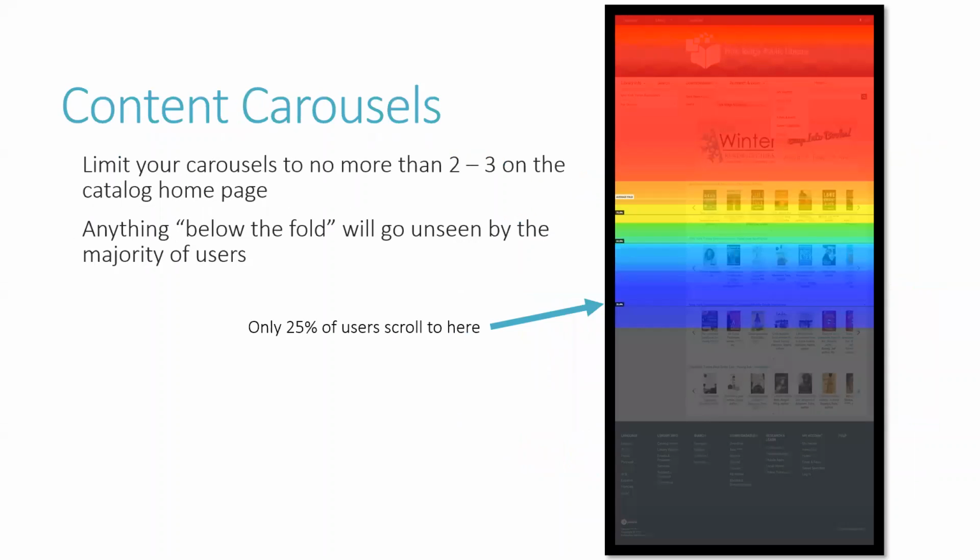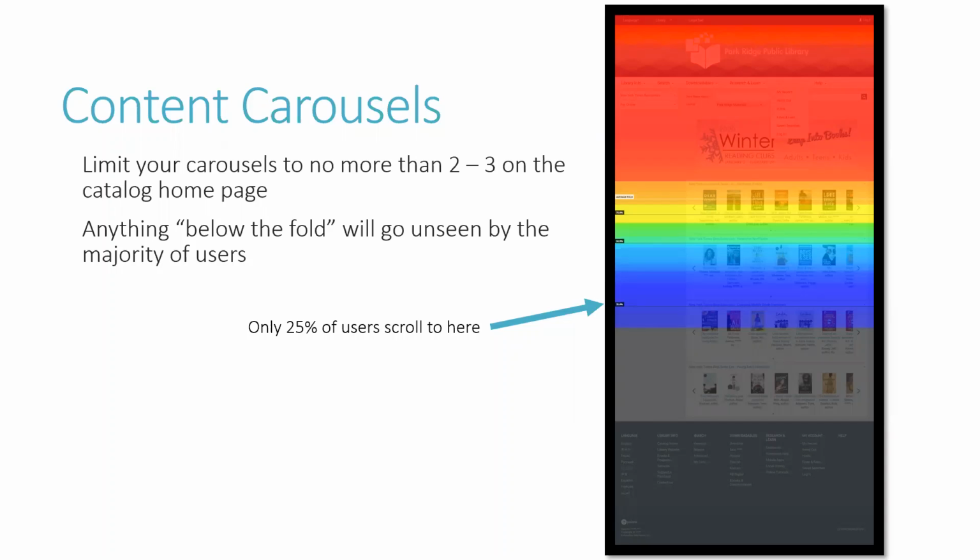Okay, so a little bit of information about content carousels and some best practices. There's a couple things you want to consider when adding a carousel to your homepage. You want to limit your carousels to no more than 3 to 4 for your catalog homepage. The reason for this is that when we've done heat mapping, we found that patrons do not look below the fold. Below the fold being the halfway point on the screen where they would have to start scrolling.